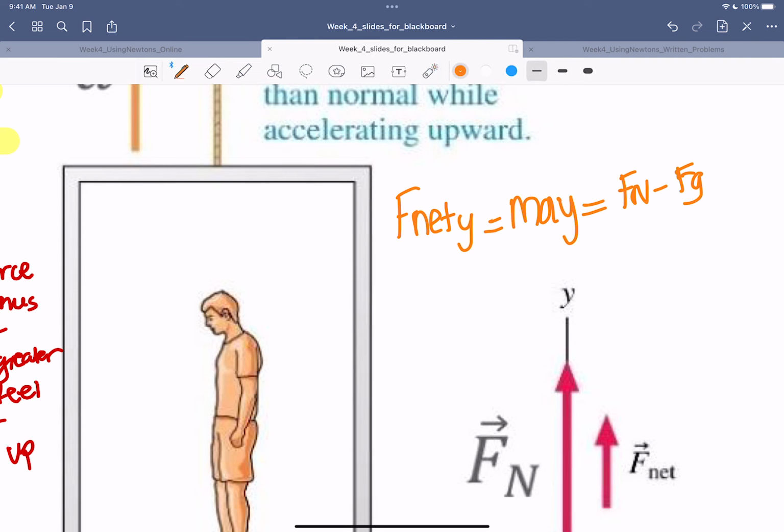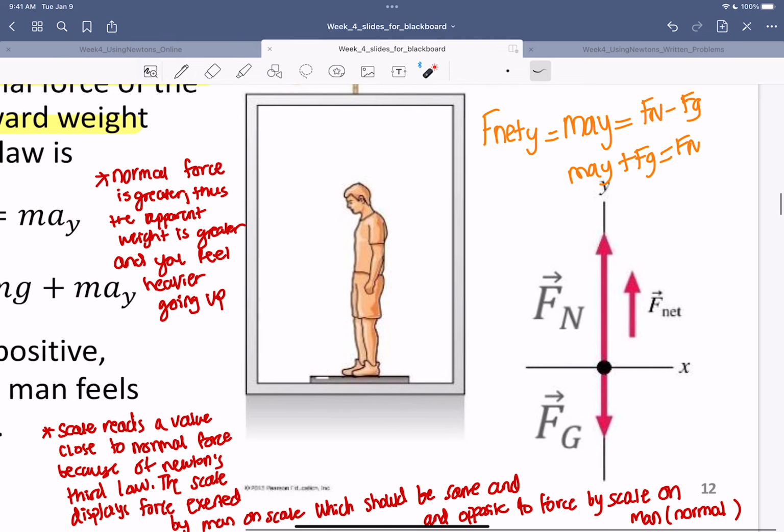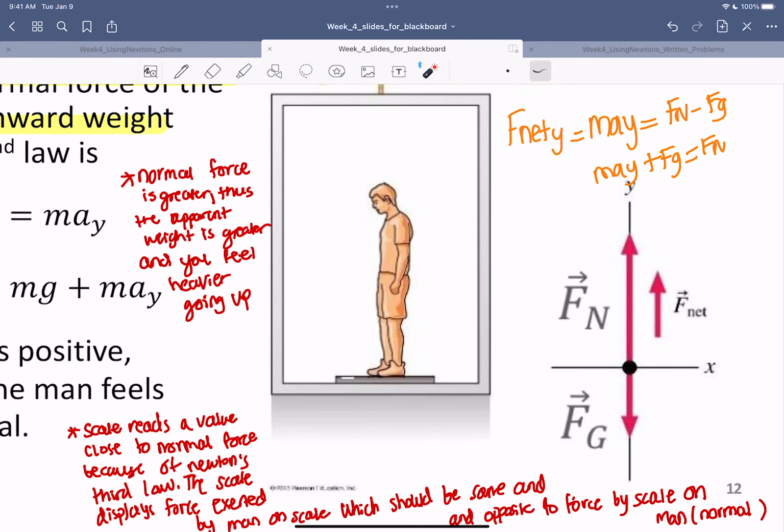And so that being said, if you want to look at adding Fg over, right, then you'd have ma_y plus Fg is equal to Fn, right? So that would mean your normal force is actually smaller than your force of gravity, right? Or no, my bad, greater, sorry. It's greater than your force of gravity because it's equal to the force of gravity plus whatever net force you had, which is the ma_y part.